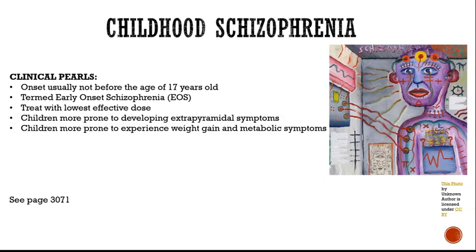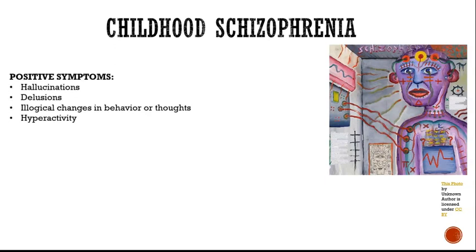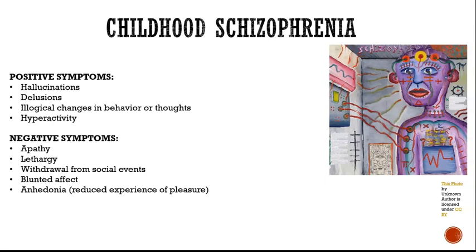Also, antipsychotic drugs started on children when they're young may impair their learning. And the prognosis for early onset schizophrenia in children is worse than adult schizophrenia. So if they are diagnosed young, their prognosis is worse. Some of the positive symptoms that they may experience would be the hallucinations, the delusions, the illogical changes in behavior or thoughts, or hyperactivity. And some of the negative symptoms they may experience would be the apathy, lethargy, withdrawal from social events. They may have that blunted affect, or they may have the reduced experience of pleasure.